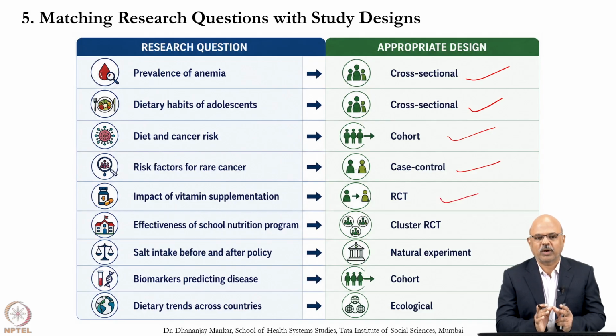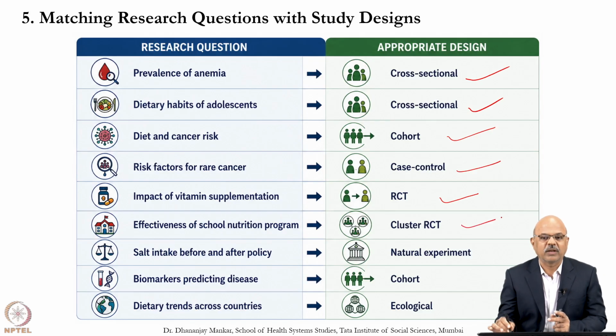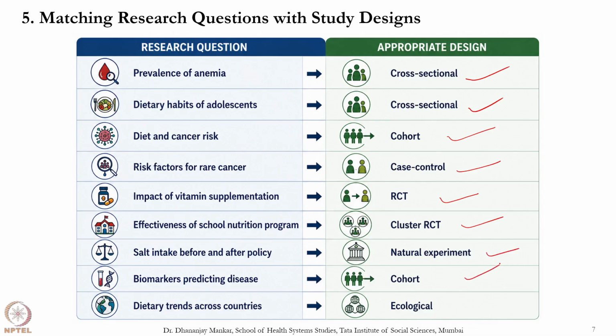Effectiveness of school nutrition programs, as I stated, midday meal, Poshan Abhiyan, or even nutrition rehabilitation centers: you can use a cluster RCT. Salt intake before and after a policy: natural experiments can be done, at an individual level also. Biomarkers predicting disease, a little costly affair, but you can do it with the help of a cohort. And dietary trends across countries, at a global level, one country compared with other countries, smaller with larger: an ecological study.